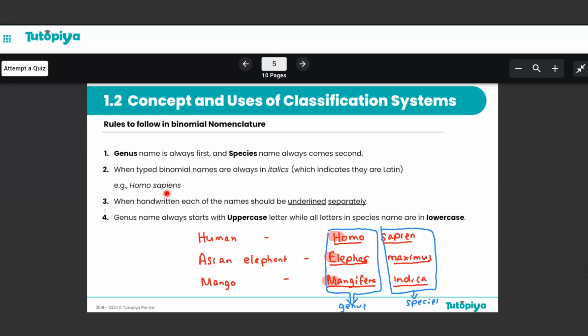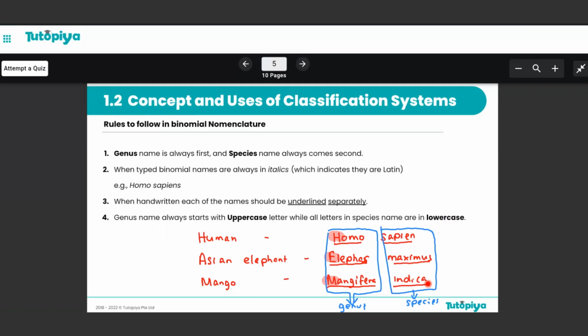Then rule number 3, when handwritten, each of these names should be underlined separately. That's exactly what I did over here. I was writing them down, so I underlined each name separately. And the last rule, the genus name always starts with an uppercase letter, just like I did, while all letters in species names are in lowercase. All the letters in these species names are in lowercase. These are the set of rules, and this is what we call the binomial naming system.